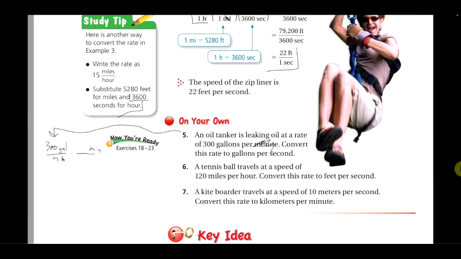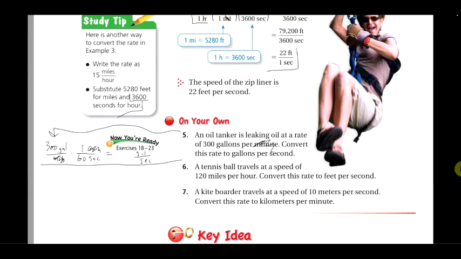Now, there are 60 seconds in 1 minute. We want to end up with seconds. So 60 seconds per 1 minute. And all you have to do is do the math and simplify this, because you'll end up with gallons per second. Gallons on the top, and then per 1 second on the bottom, because you're dividing 300 divided by 60.